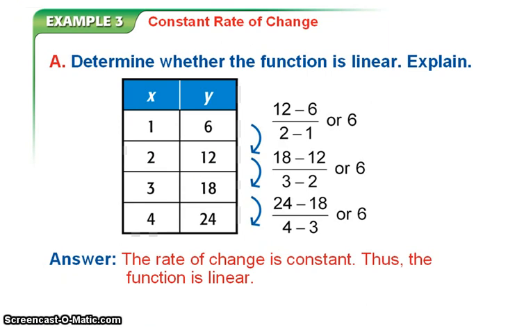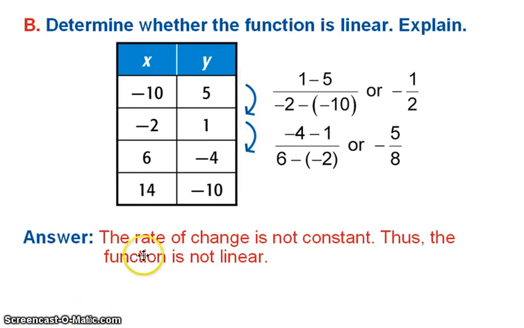The other thing we're going to talk about with rate of change is constant rate of change. To determine if a function is linear, you want to see if it has a constant rate of change, just like the previous problem. The rate of change was the same, therefore it was linear. So you're going to do the same thing. If you go between each one, you can see that the rate of change is the same. 12 minus 6 over 2 minus 1 gives you 6. 18 minus 12 over 3 minus 2, again, 6. The rate of change is constant, therefore it's a linear function.